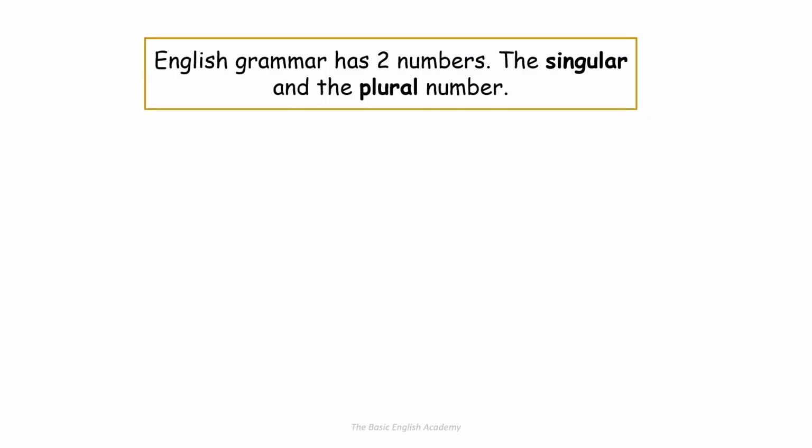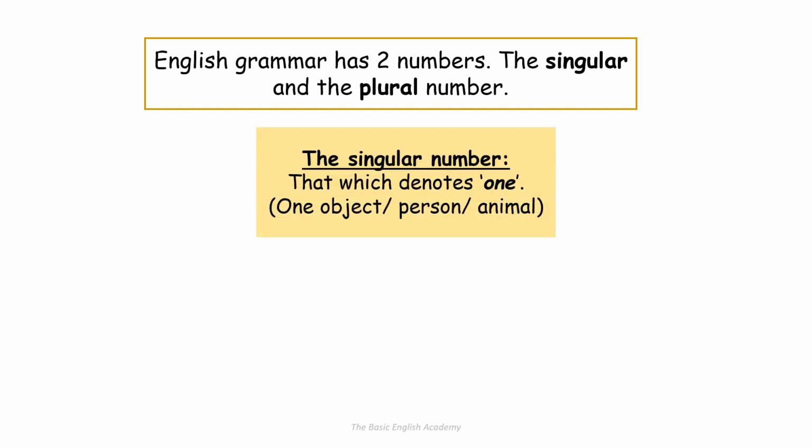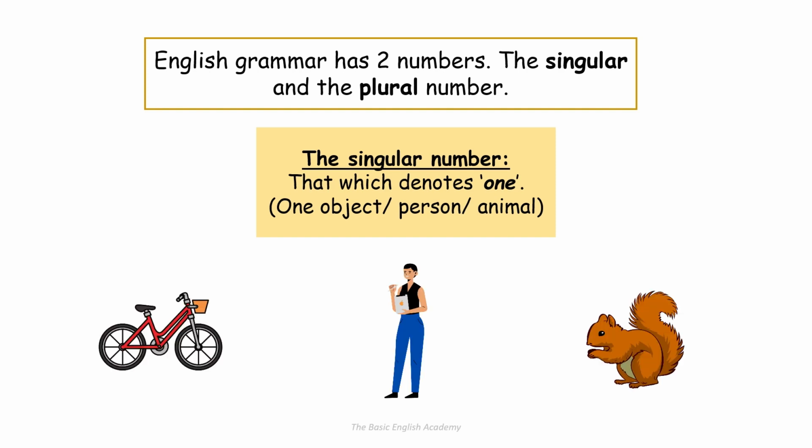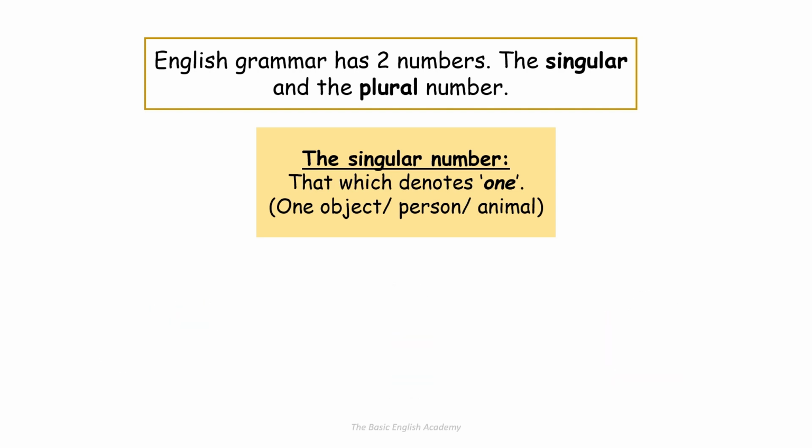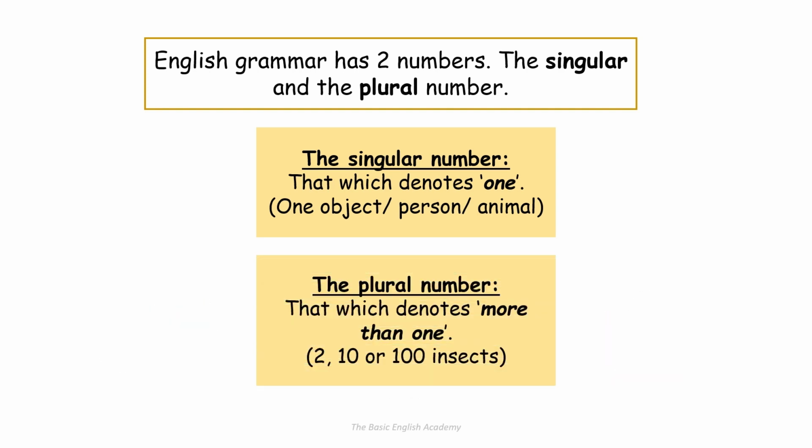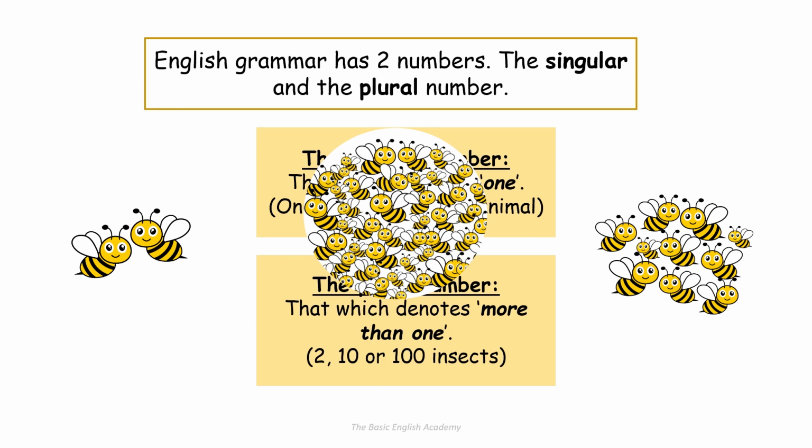English grammar has two numbers, that is, the singular number and the plural number. So, what is the singular number? The singular number is that which denotes one. It tells us that we are referring to one object, one person, one animal, and so forth. Whereas the plural number, on the other hand, denotes more than one. The plural number can refer to 2, 10, or 70 insects.